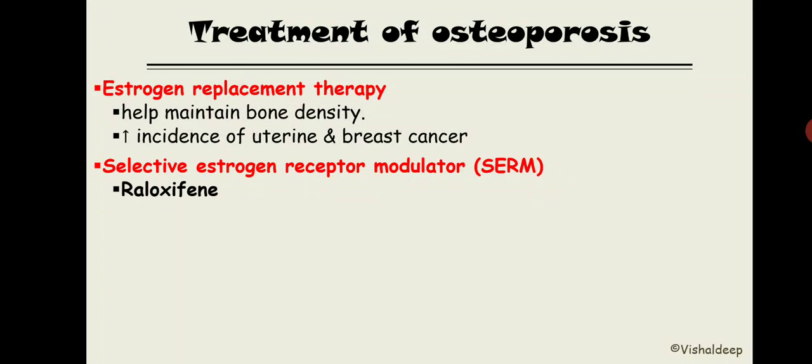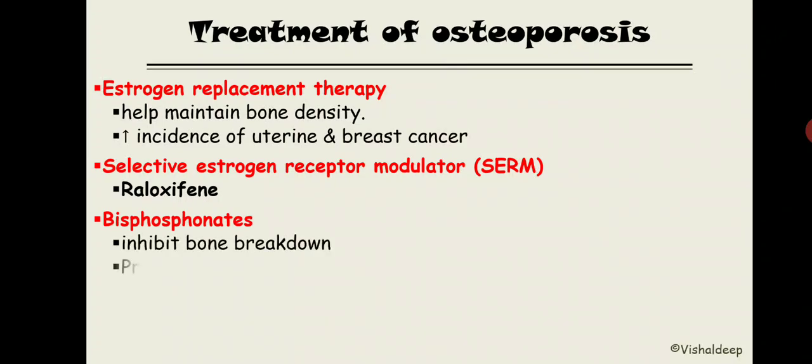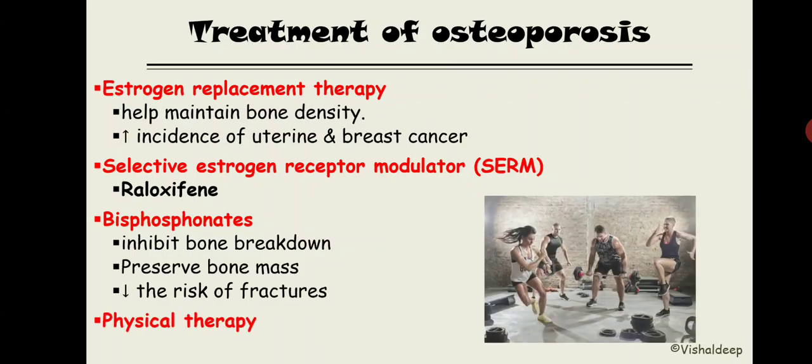And the third one is the bisphosphonates. The bisphosphonates basically inhibit the osteoclast, so they inhibit bone breakdown and preserve bone mass and ultimately decrease the risk of fracture. And the final and most effective one is physical therapy, so do exercise.